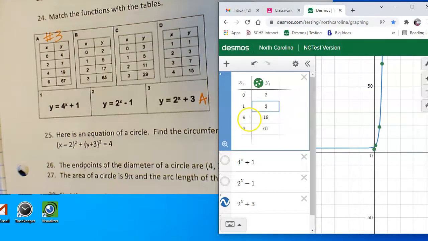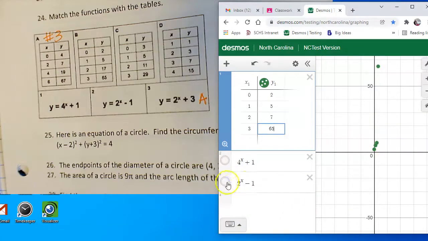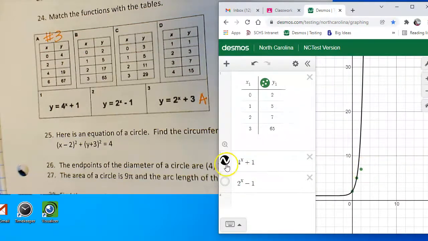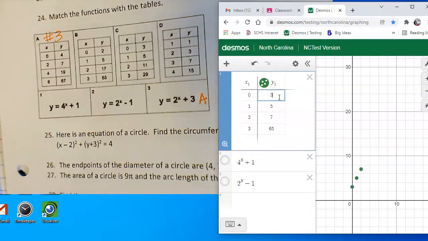Let's look at the next one. There's one extra, so we know that it won't match up exactly. There's our points. We know it's not this one. I'm going to go ahead and take that one off. Doesn't look like it's that one. That one doesn't go through that point, so it doesn't look like it's that one. That one might be the one that doesn't really work. So let's check the next one.